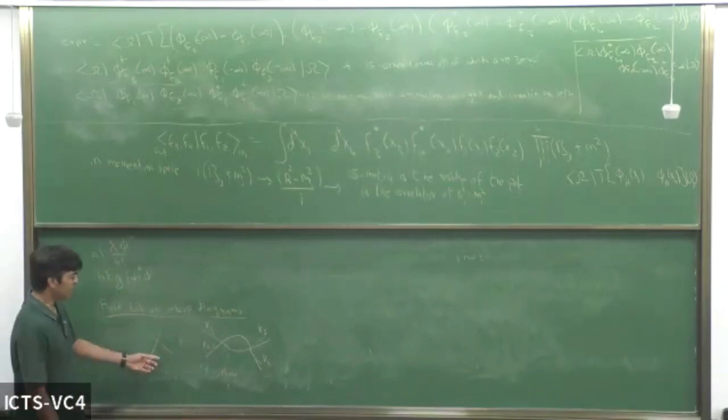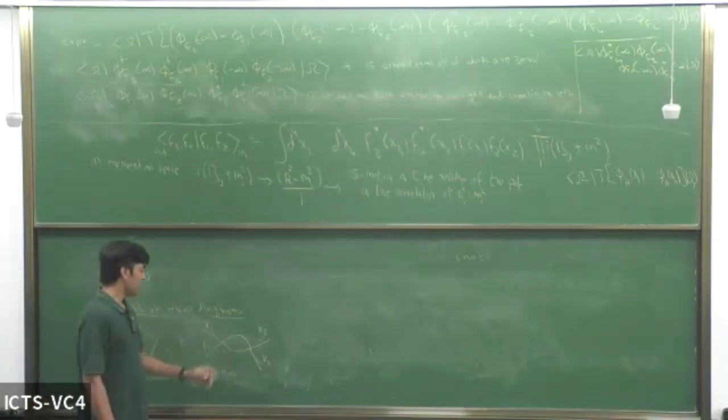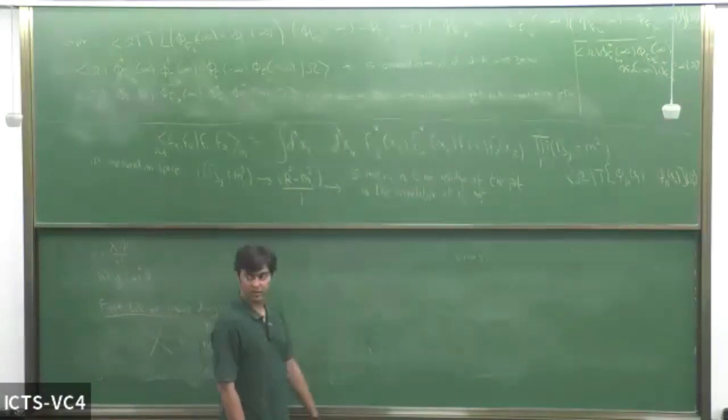Okay, this diagram we already evaluated, right? It told us what the scattering amplitude was at tree level. It was just minus I lambda. Now there's this diagram, and let's try and ask how this diagram behaves.